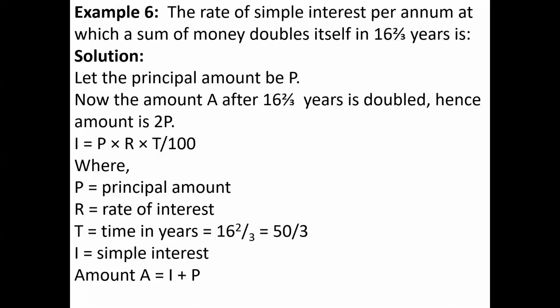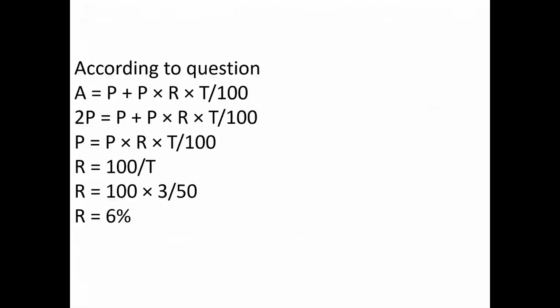I equal to simple interest, and P equal to your principal amount. So the formula is amount equals I plus P. According to the question, if we put the formula, then A equals P plus PRT by 100. Since there are two P's, we can directly add them: 2P equals P plus P into RT by 100.